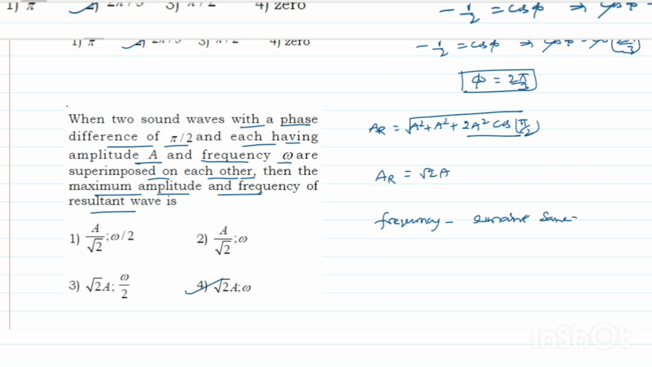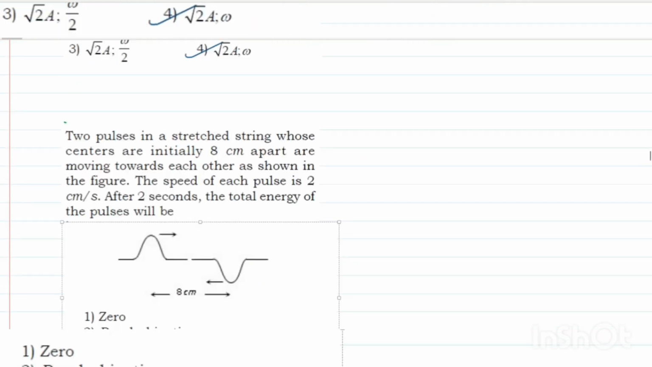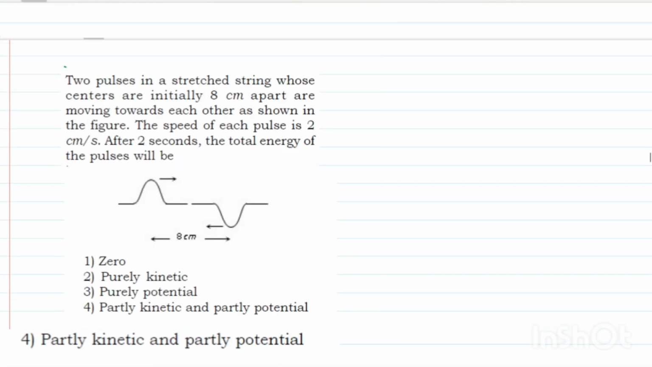Now let us see the next question, students. Two pulses on a stretched string whose centers are initially 8 centimeters apart are moving towards each other as shown in the figure. The speed of each pulse is given as 2 centimeter per second. After 2 seconds, they are asking the total energy of the pulses.